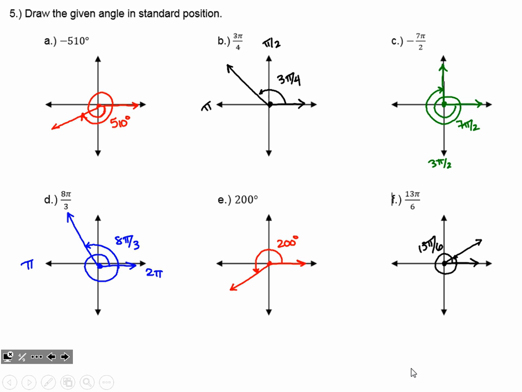Now, if it's more helpful to you to convert everything to degrees, we've learned how to do that. By all means, go ahead and do that if that helps you draw the angles. More power to you. Like I said, what I'm looking for is, are we ending up in the correct quadrant and approximately the correct amount into that quadrant?